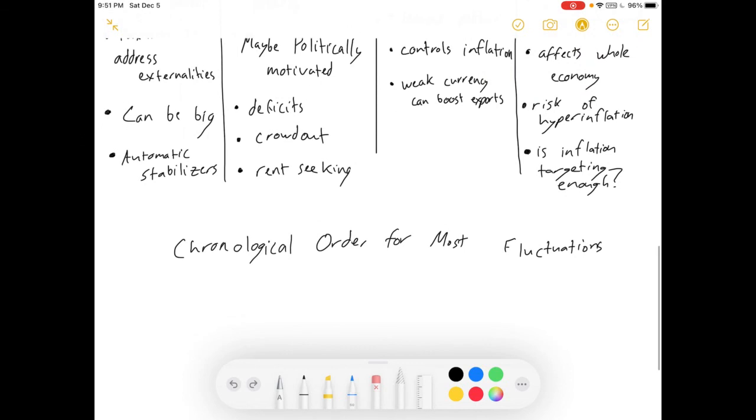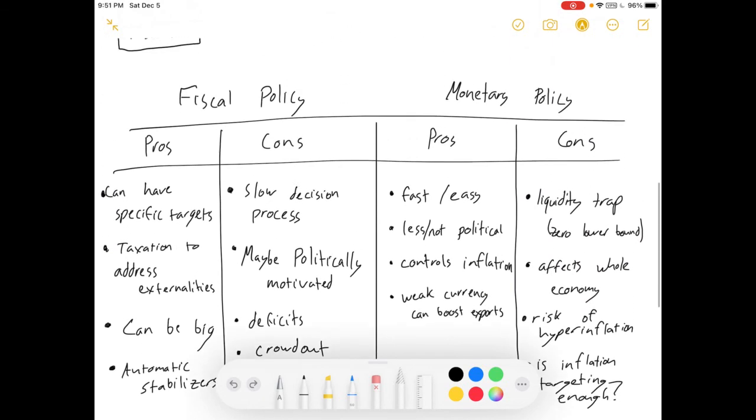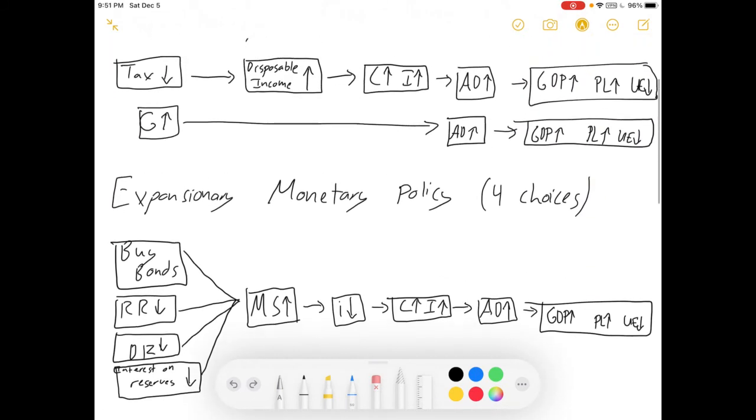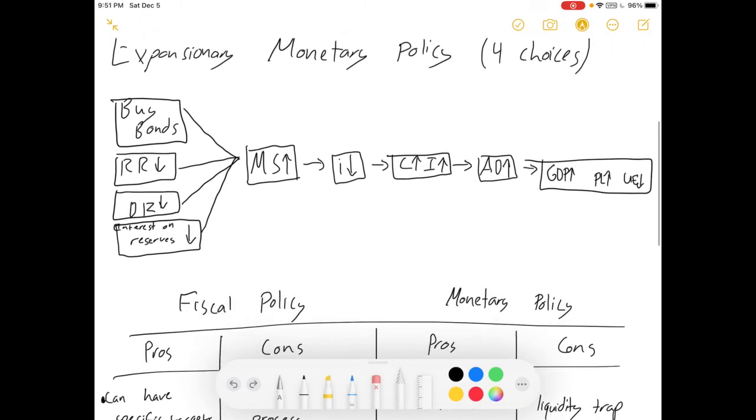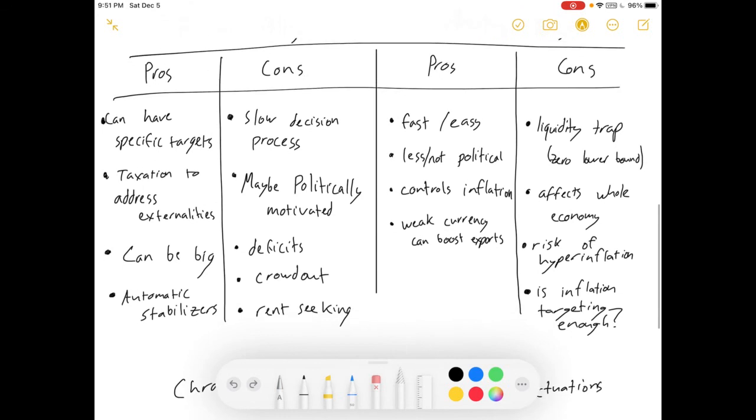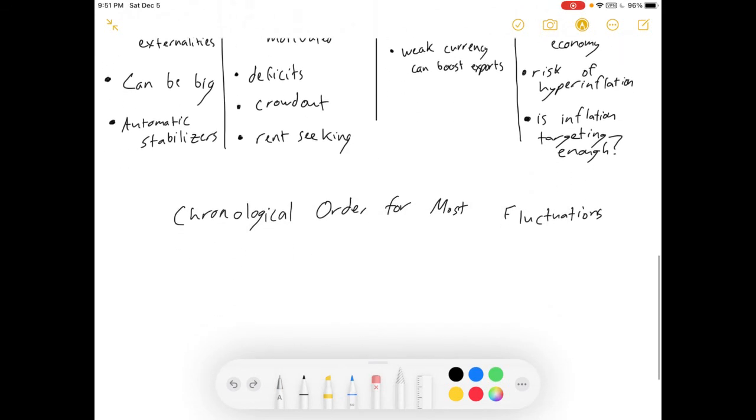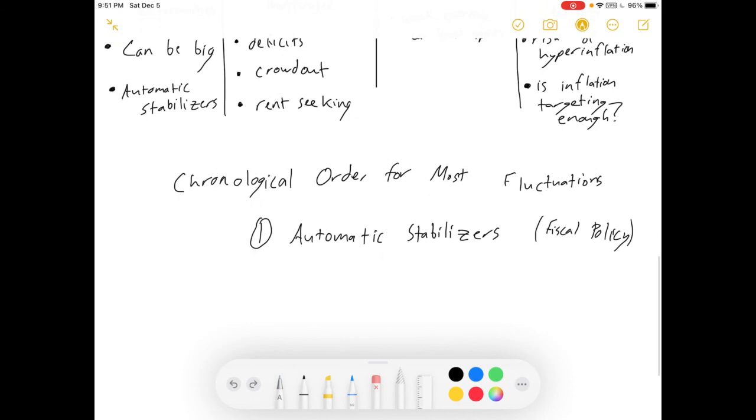So, next thing we could ask is, when should we do each kind? What's our chronological order for most fluctuations? I've got these different policies that can all move the aggregate demand curve, and they have different pros and cons. So when should we do each? Well, part of it's decided for us. Automatic stabilizers always go first. Why? Because they're automatic. No one has to make any decisions, they just happen.